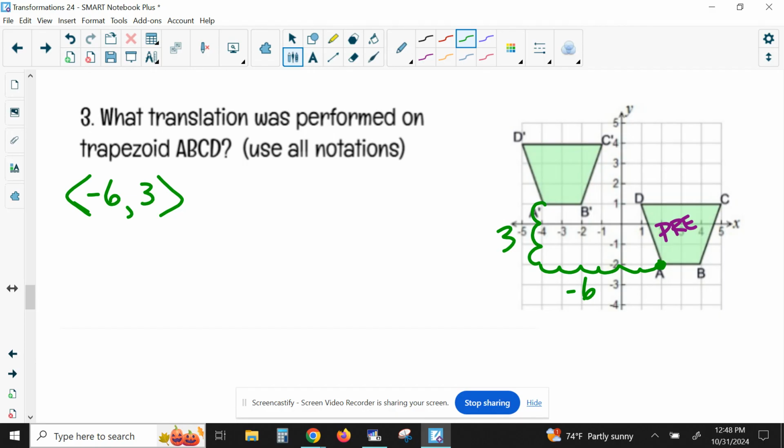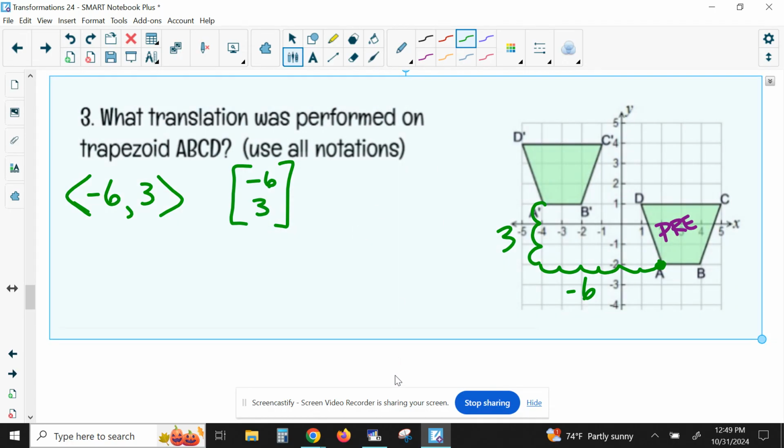What's the next one? It's on the same line. Look at the front of your foldable. Component form: that looks like a big tall bracket, and we put the negative 6 and then the 3 under it. Oopsie, no fraction bar. It's just like a habit. Negative 6, 3. No fraction bar. I accidentally wrote a fraction bar. Okay?